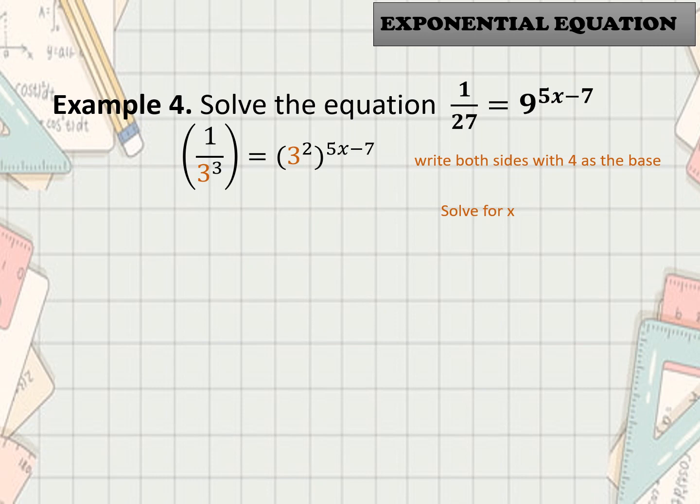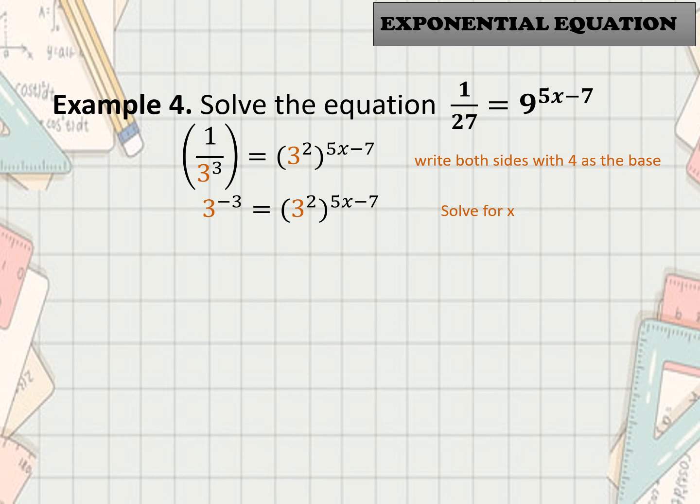Okay, so dito sa left side, ang base pa natin is 1/3. So, pwede natin yan i-rewrite as base 3. So, gagamitin natin ang negative exponent. So, reciprocal lang nitong 1/3, which is 3. Then, magiging negative yung kanyang exponent. So, magiging 3 raised to negative 3 equals 3 raised to 2 raised to 5x minus 7.